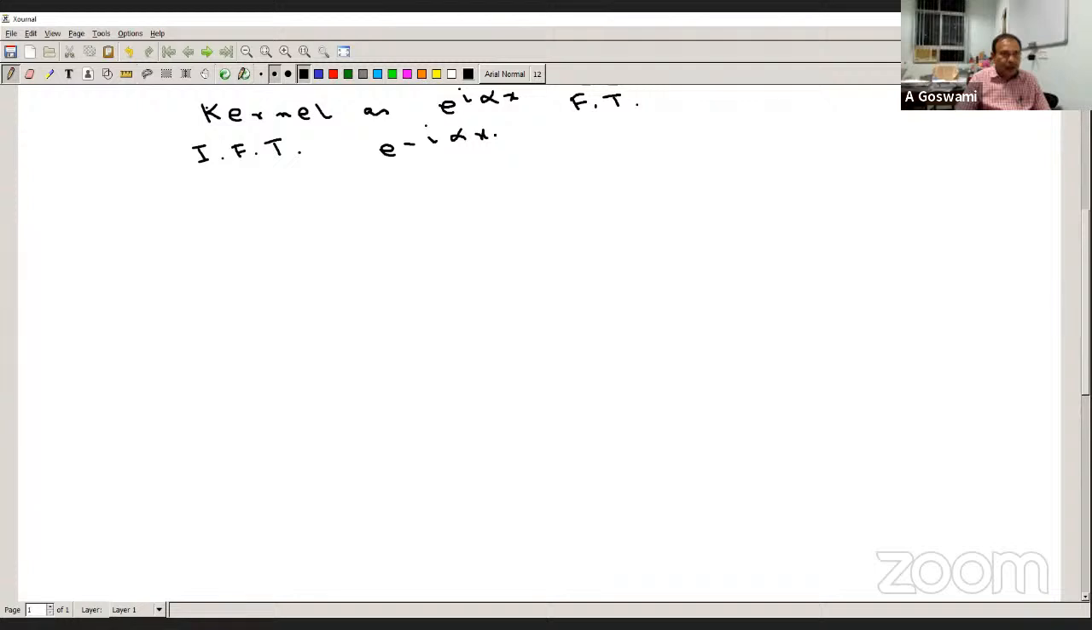Although we have not written it, I am just saying, we will write it in the forum also, that in the exam paper also, wherever you are solving problems on Fourier transform, please use the kernel as e power i alpha x, and for inverse Fourier transform, use the kernel as e power minus i alpha x.